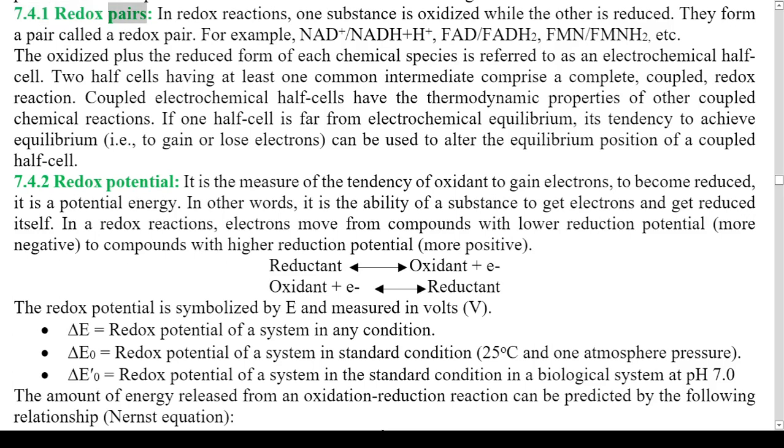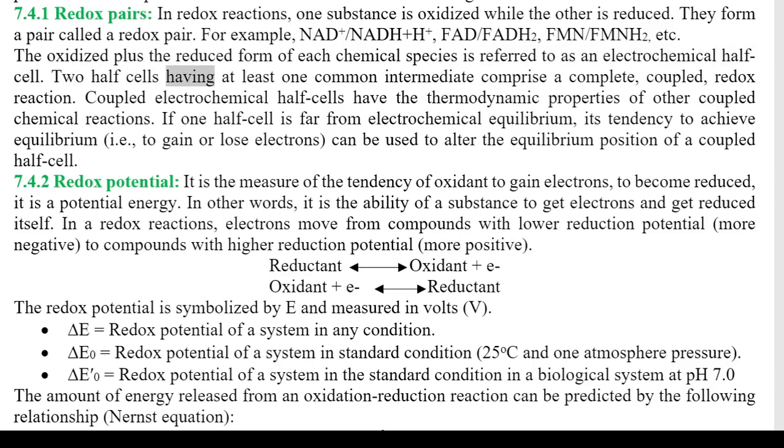7.4.1 Redox pairs. In redox reactions, one substance is oxidized while the other is reduced. They form a pair called a redox pair. For example, NAD+/NADH plus H+, FAD/FADH2, FMN/FMNH2, etc. The oxidized plus the reduced form of each chemical species is referred to as an electrochemical half cell.